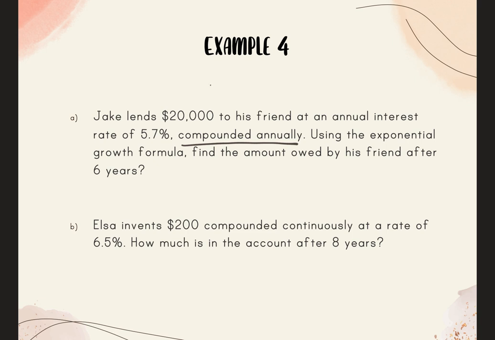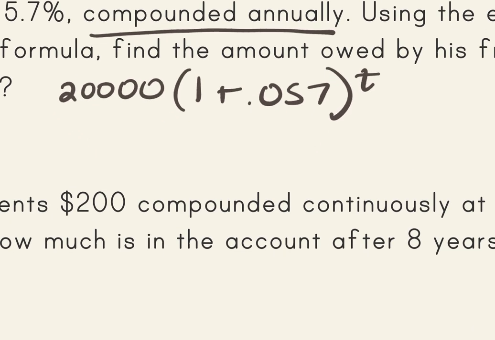So I have my initial value, 1 plus the rate raised to the t. So he starts with how much? 20,000. Times 1. He's earning interest, so this is an increase, right? Plus 5.7% would be what in decimal form? 0.057 raised to the t. That's my function. And it wants to know how much he owes after 6 years, so it'd be 20,000.